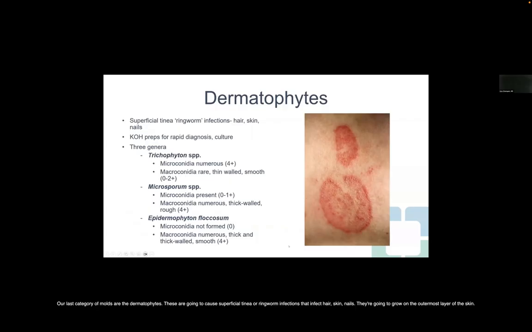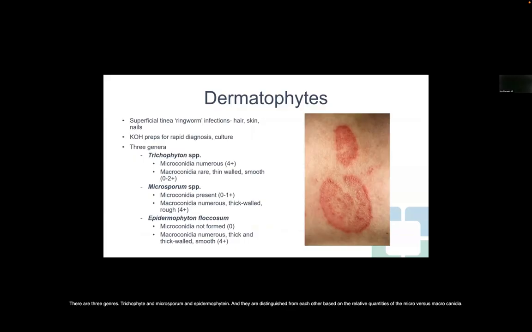Our last category of molds are the dermatophytes. These are going to cause superficial tinea or ringworm infections that infect hair, skin, and nails. They're going to grow on the outermost layer of the skin, and they obtain nutrients from the keratin. They typically don't invade tissue. And so you can use a KOH prep for a rapid diagnosis, but culture is preferred.